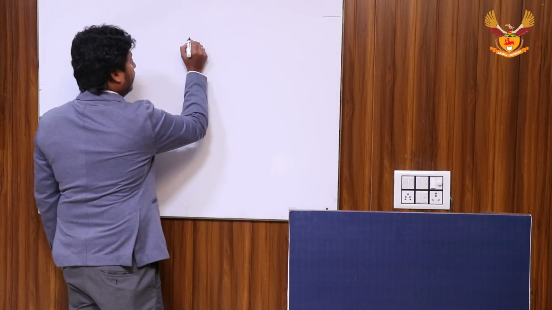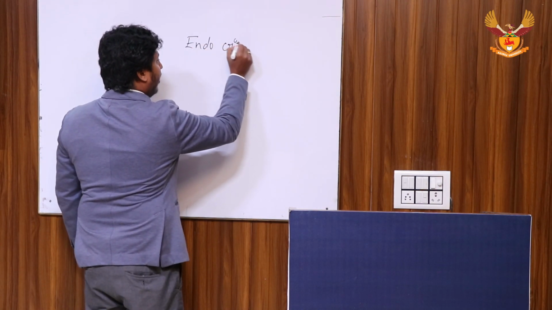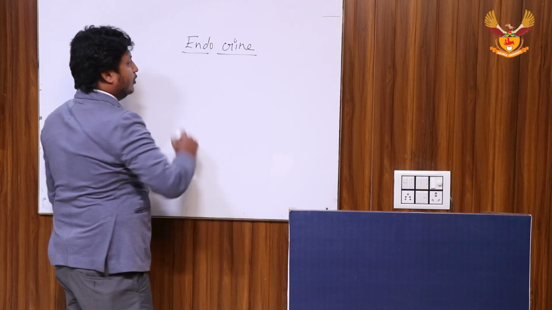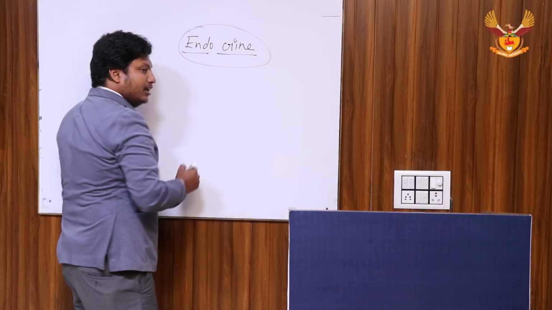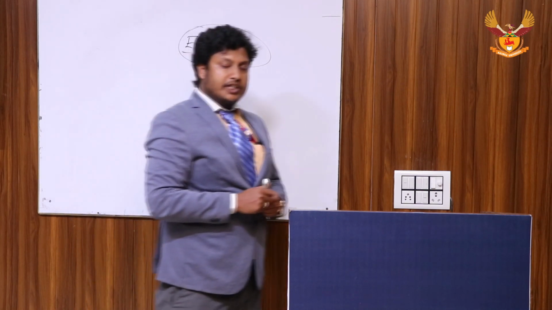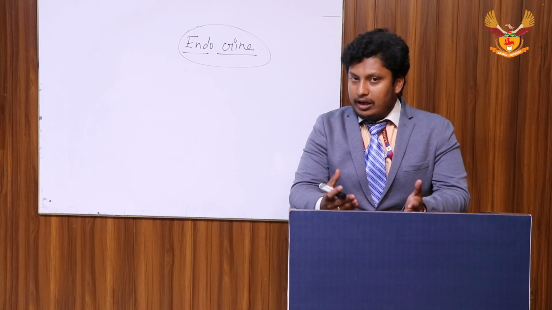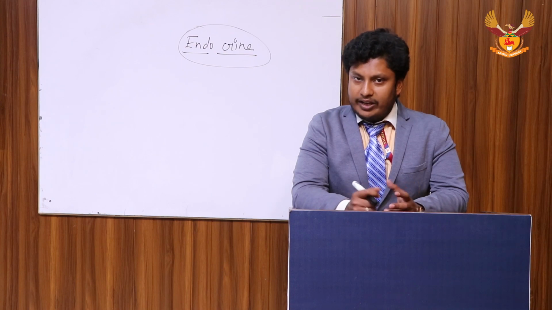So when we are talking about the endocrine system, we should first understand the meaning. Endocrine: crine stands for secretion and endo stands for inner. So the whole word stands for inner secretion. So the question is, what inner secretion are we talking about? See, if the secretion is inside our body, that means it is always inner.